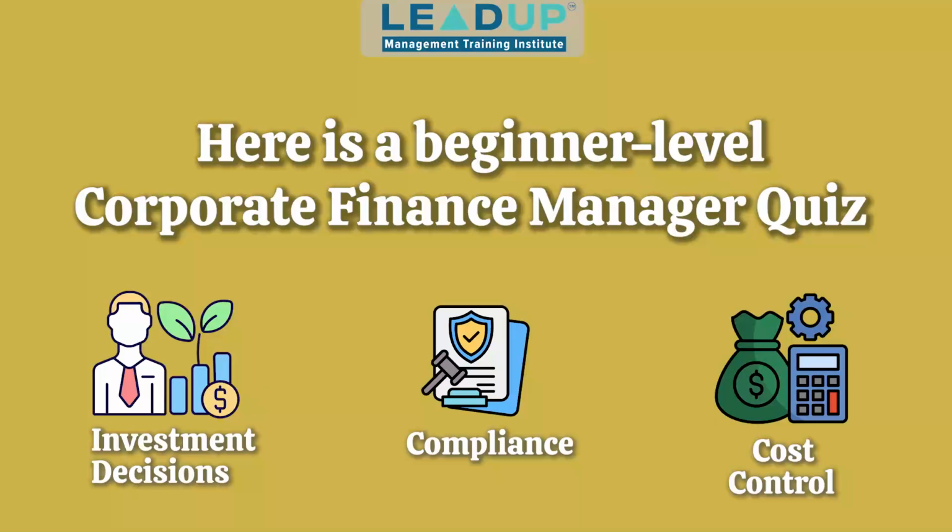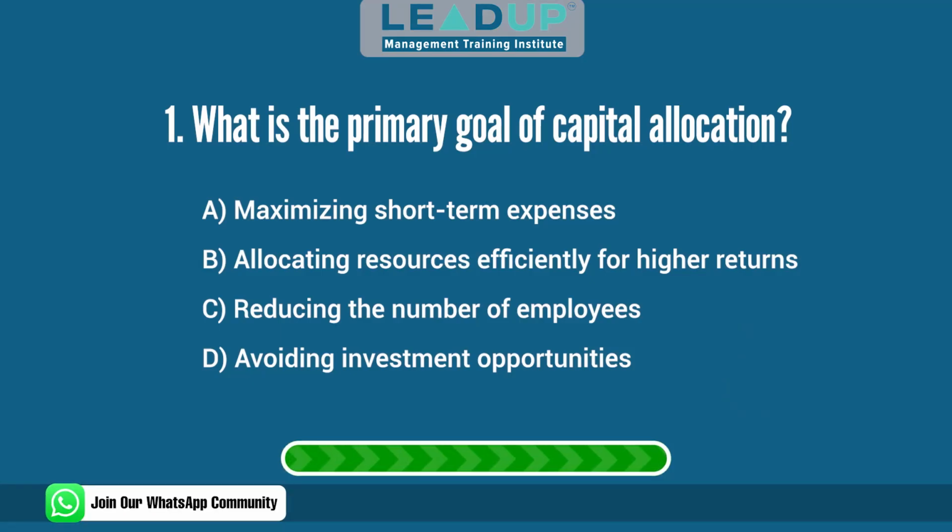Here is a beginner-level corporate finance manager quiz that covers investment decisions and capital allocation, risk management and compliance, and cost control and expense management. Let's go. Question 1. What is the primary goal of capital allocation?